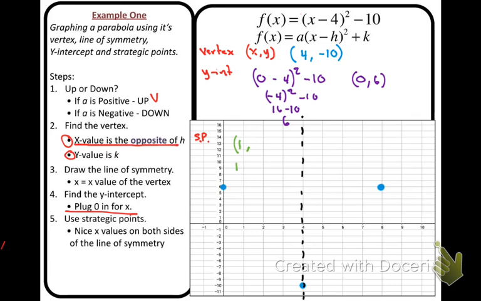So let's see what we get. We get 1 minus 4 squared minus 10. 1 minus 4 is negative 3, squared, minus 10. Negative 3 times negative 3 is 9, minus 10. That is negative 1. So 1, negative 1 is my strategic point. That's right there. It's 1, 2, 3 away from the axis of symmetry. And I have my super wide parabola. I'm going to try to draw it.